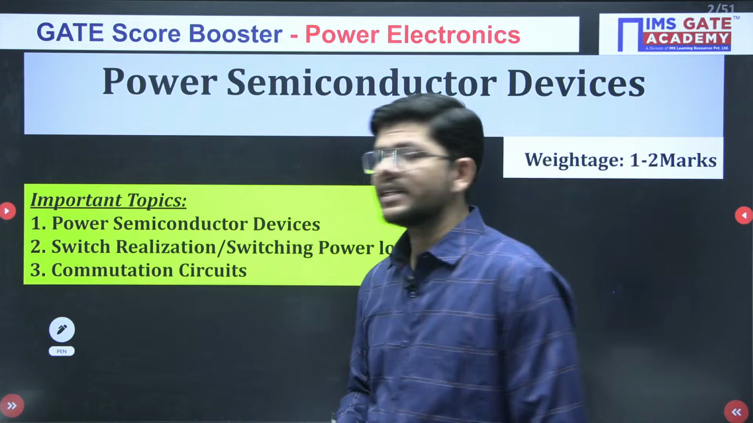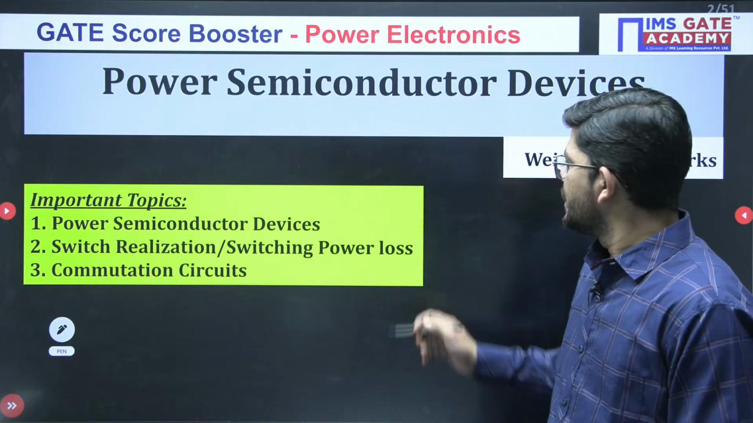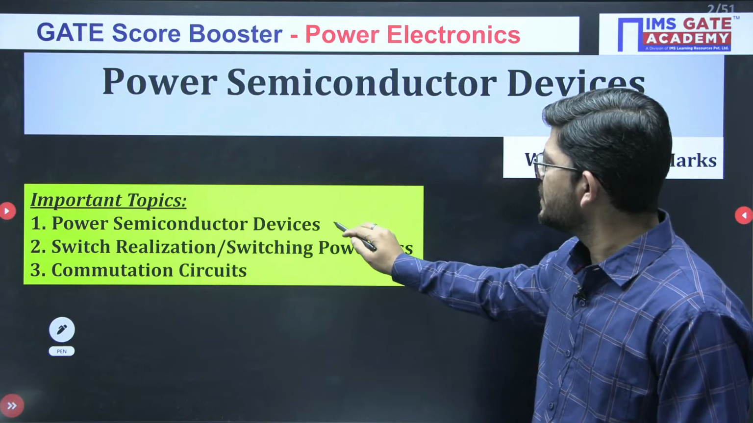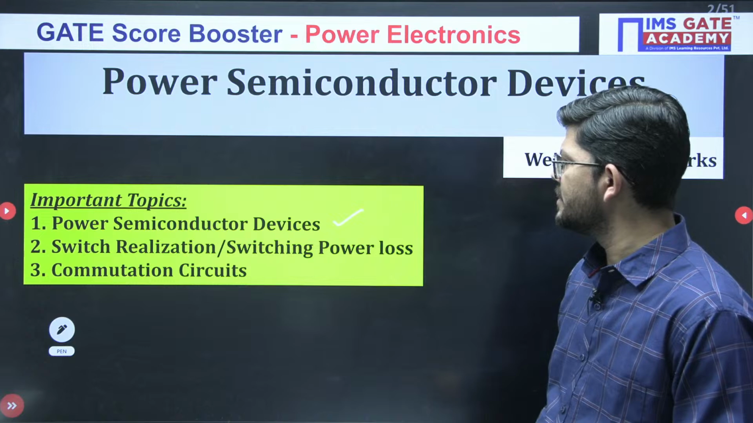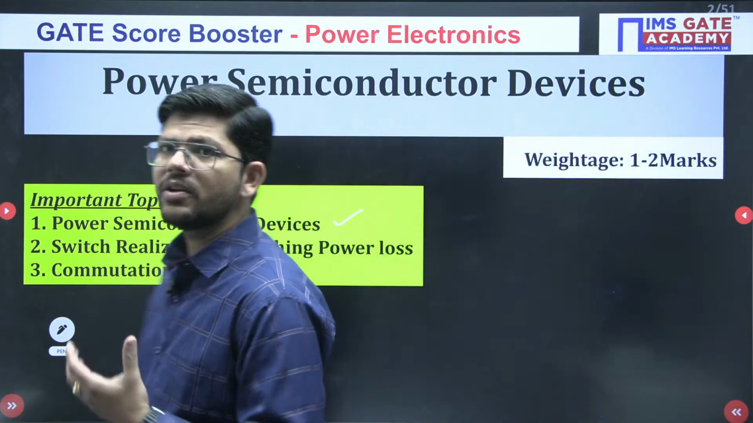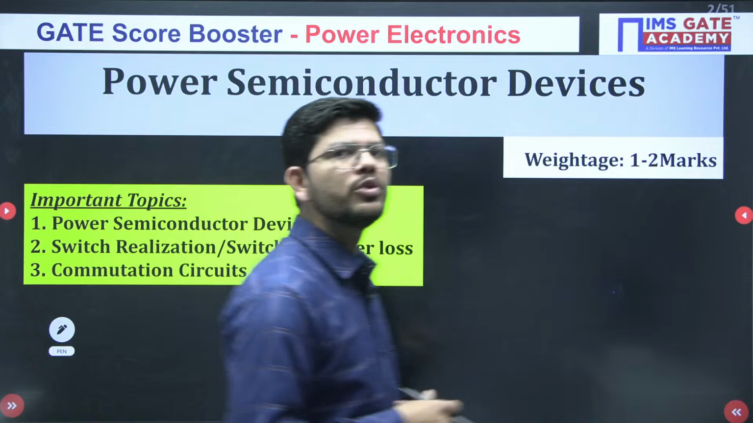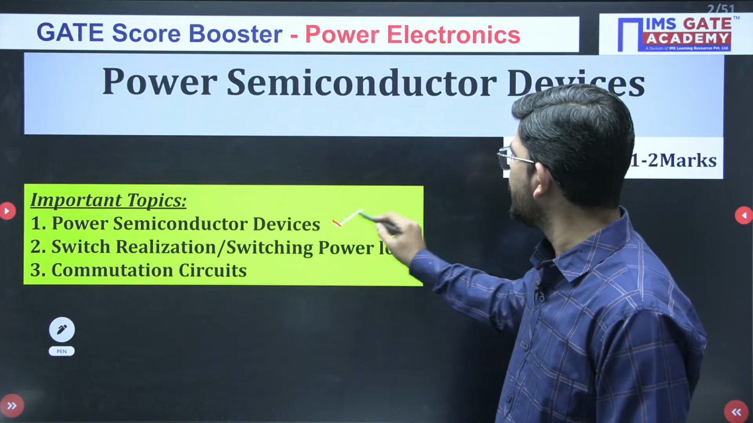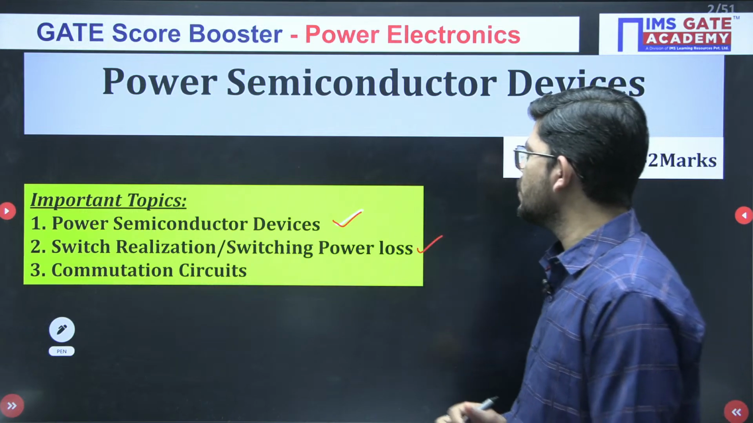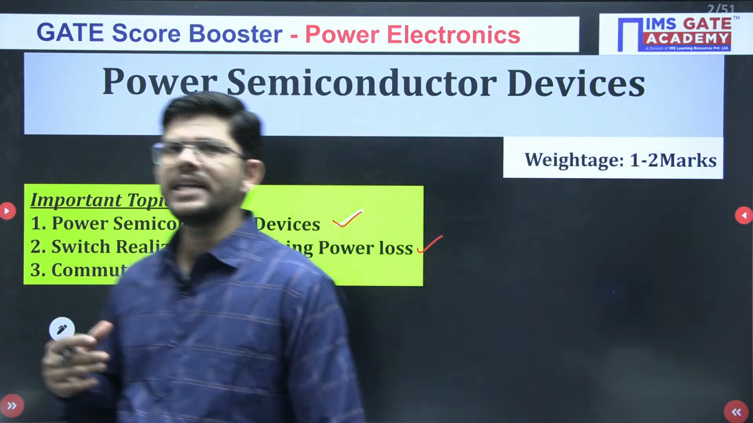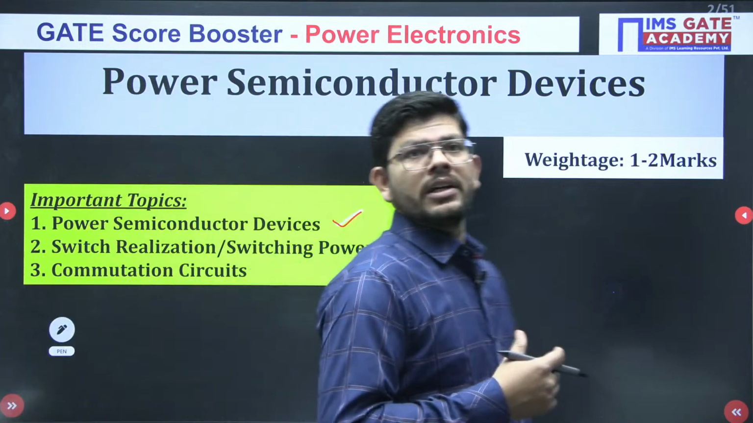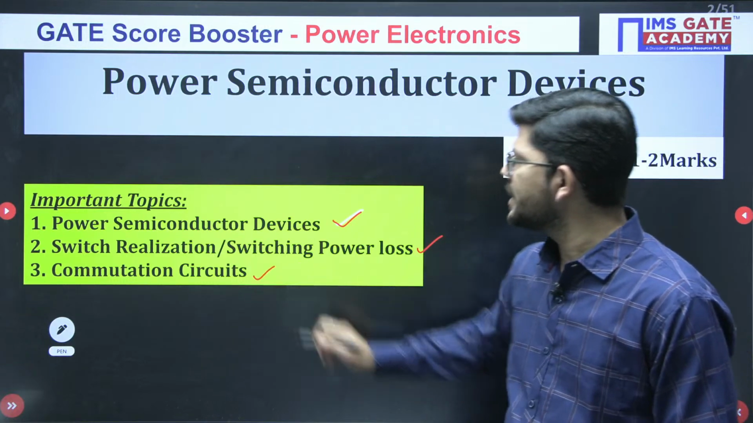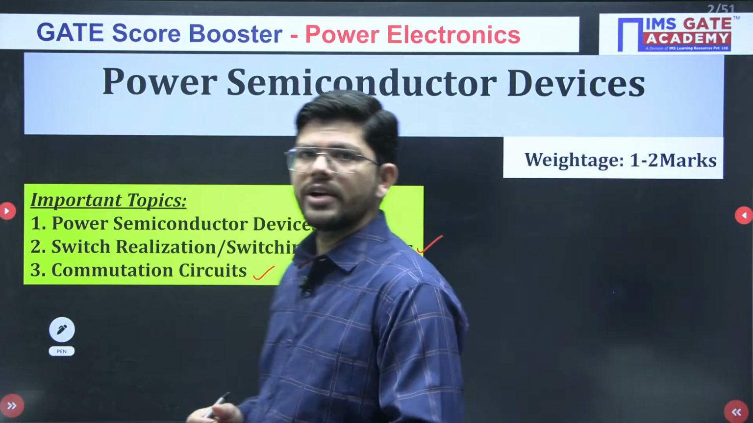So if we talk about power semiconductor devices, there are basically 3 important topics in this chapter. First one is the power semiconductor devices, in which we have to have the knowledge of so many devices and when to use a particular device. Then there is an important topic which is called switch realization or switching power loss. So constantly there have been questions from switch realization and switching power losses. Then the final topic is commutation circuit. It is also giving questions regularly.